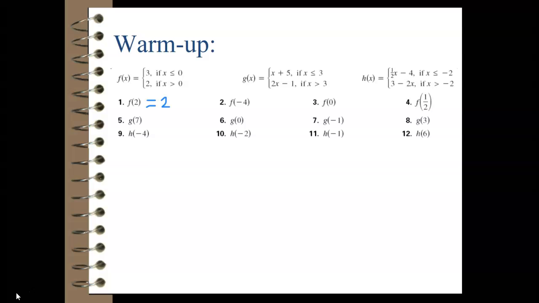So f of -4, you plug -4 into x less than or equal to 0, and we get 3. F of 0, you pick the one where it's equal to 0, which is also 3. And 1/2. 1/2 is greater than 0, so that is 2.